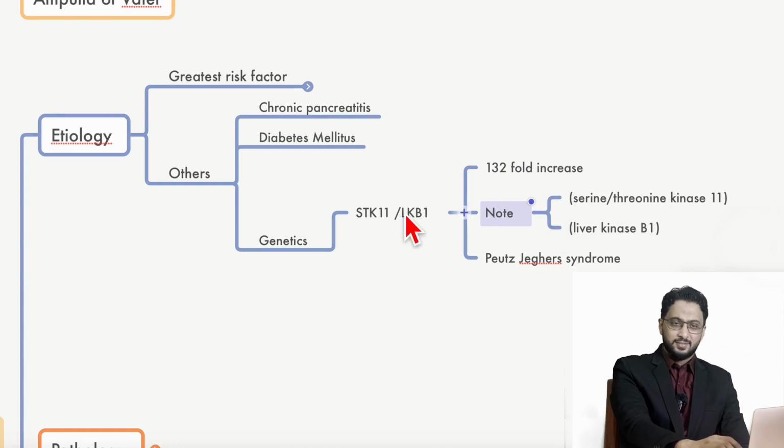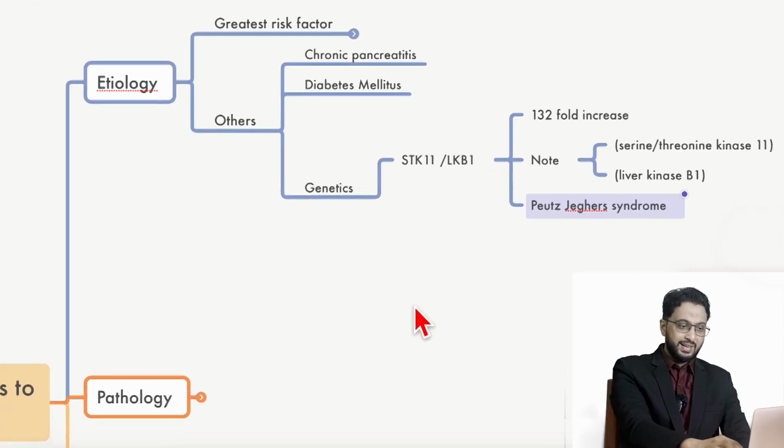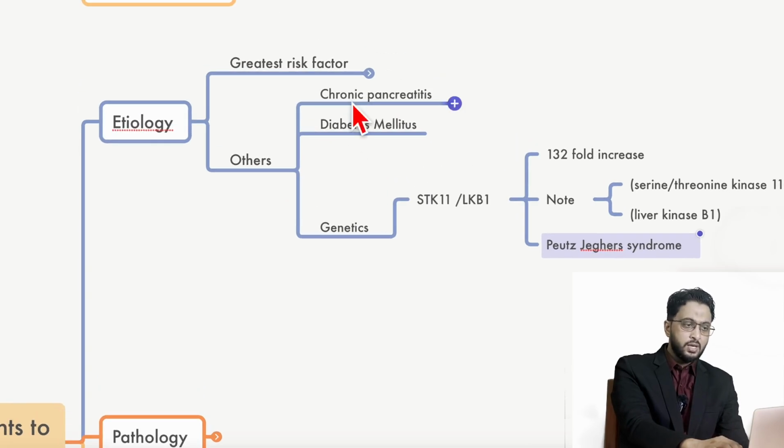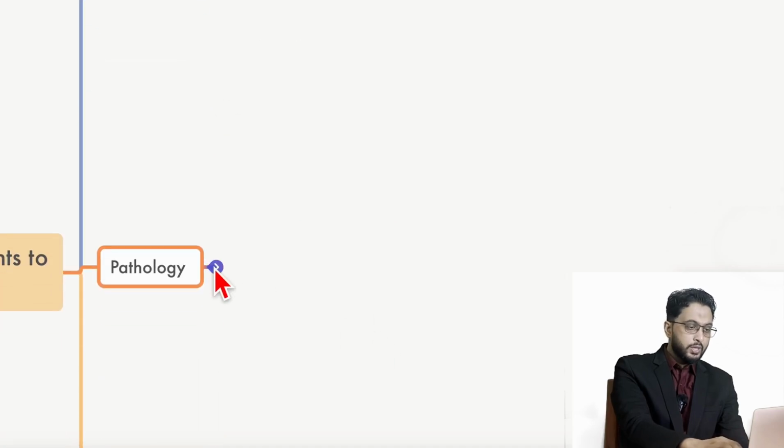Now, if someone wants to know what STK11 is, it is serine threonine kinase, which is exactly the same gene as LKB1, which is liver kinase B1. And as I've told you, it's Peutz-Jeghers syndrome related. So that will be the basics on etiology. Greatest risk factor, I told you, is smoking, followed by age. Then one gene you have to note at this stage is STK11 or LKB1. Let's go into the next part.